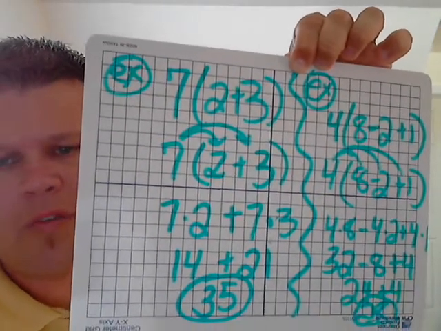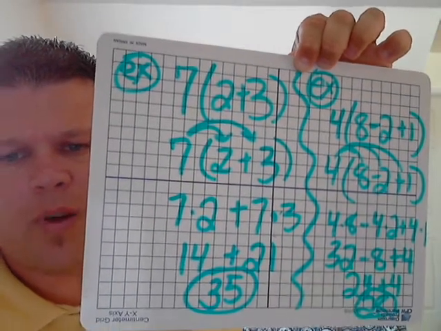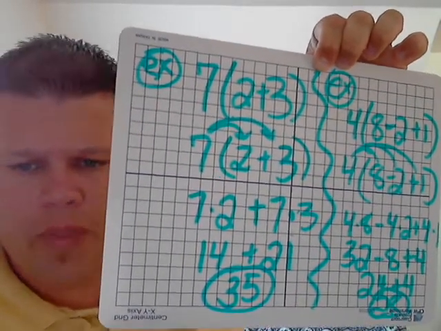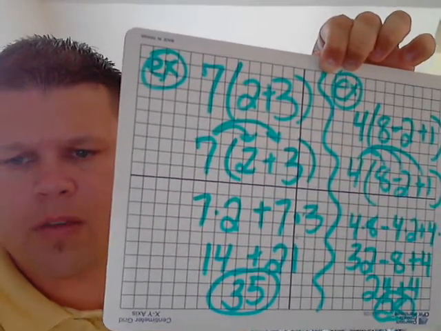And I just worked my way left to right there. So 32 minus 8 is 24. 24 plus 4 is 28. That does say 28, doesn't it? Right there? Yeah, I think it does.